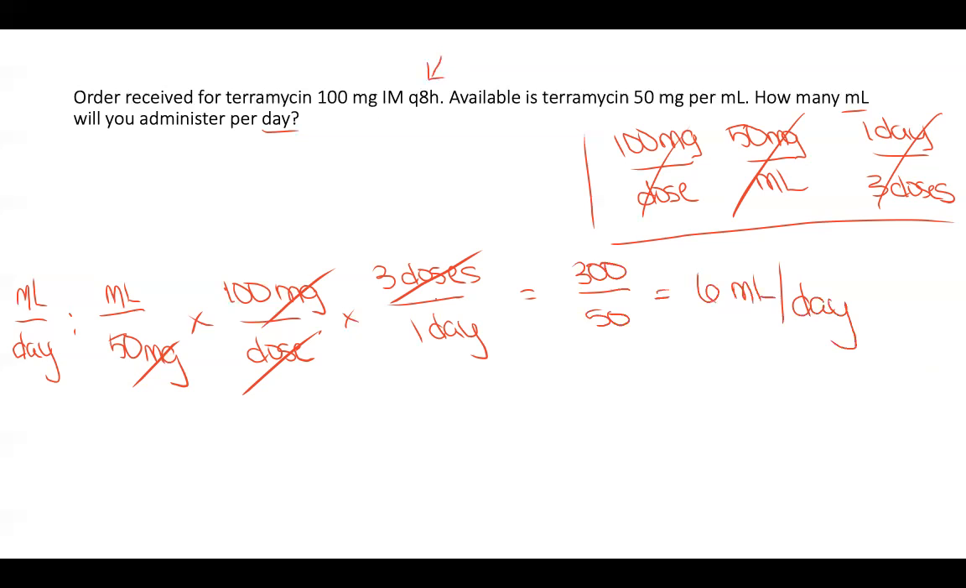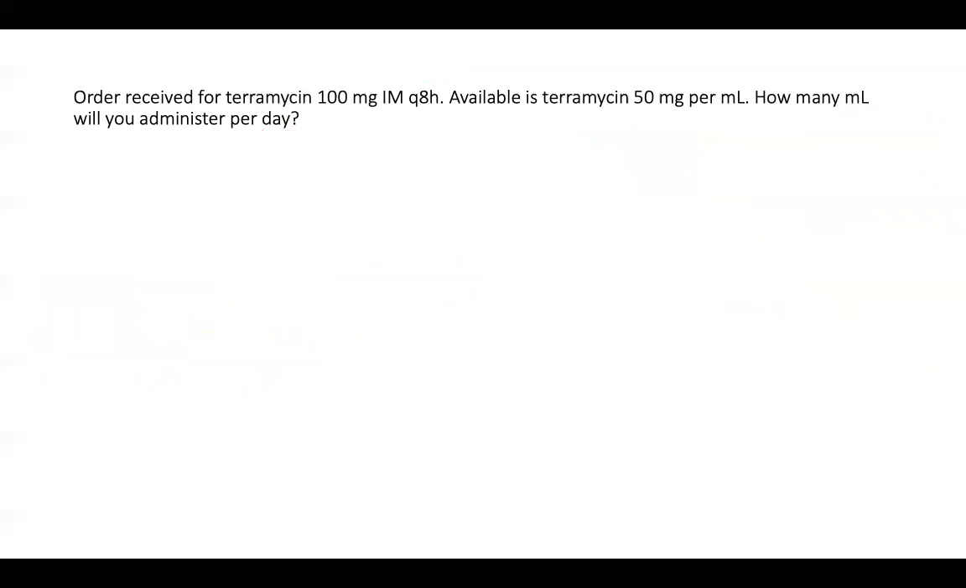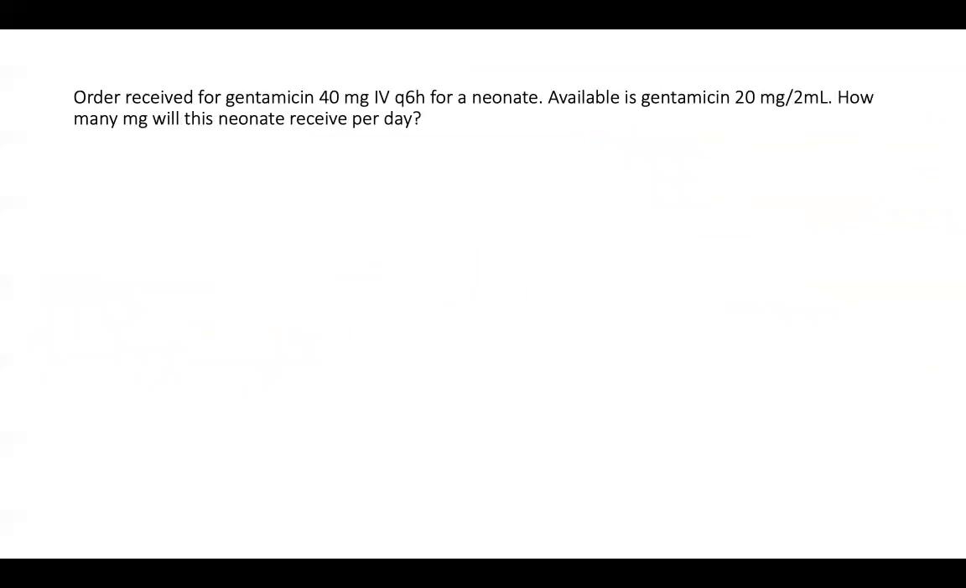All right. So we're going to do one more. And this one's a little bit different. Okay, this problem reads, the order is received for gentamicin, 40 milligrams IV, Q6 hours for neonate. Available is gentamicin, 20 milligrams per 2 milliliters. How many milligrams will this neonate receive per day?